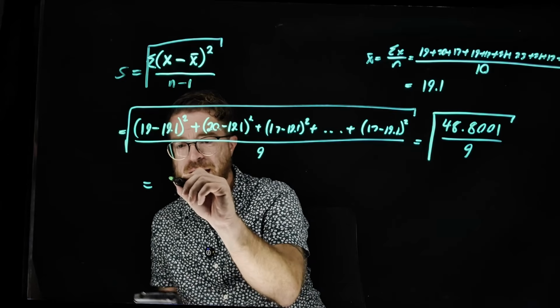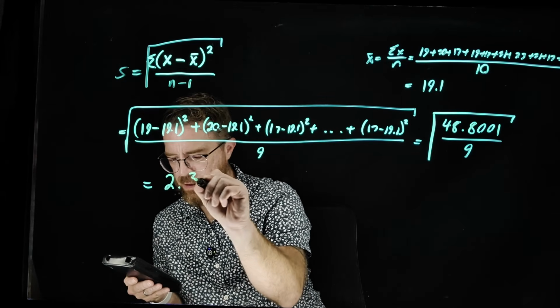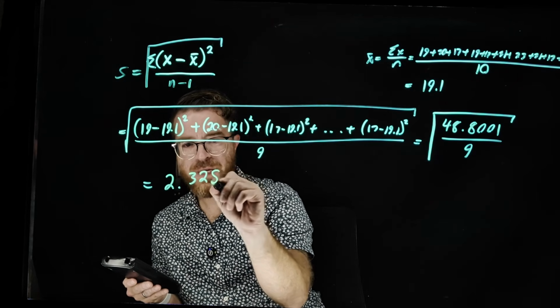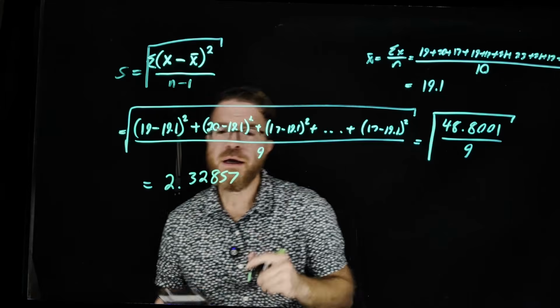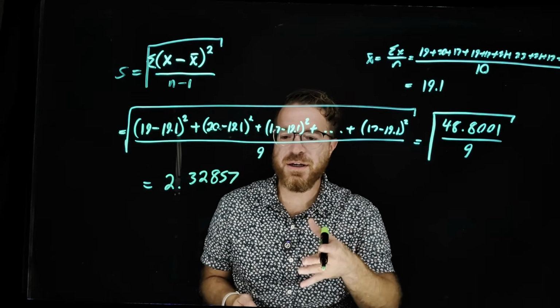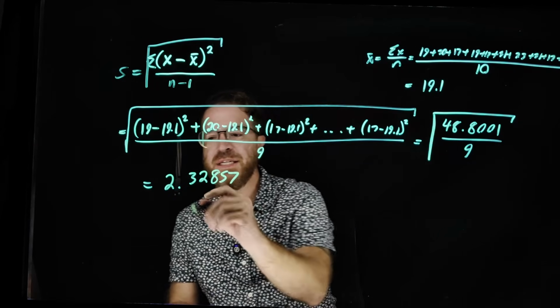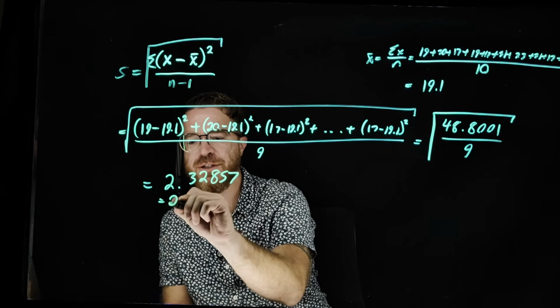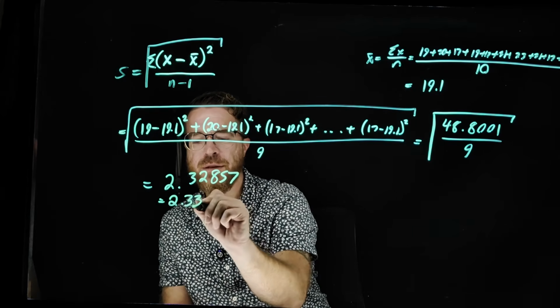Okay, so now for this, I got 2.32857. On our test, you'll see at the bottom here, it says we're just going to do 2 decimal places. So in this case, we would actually just put the final answer 2.33.